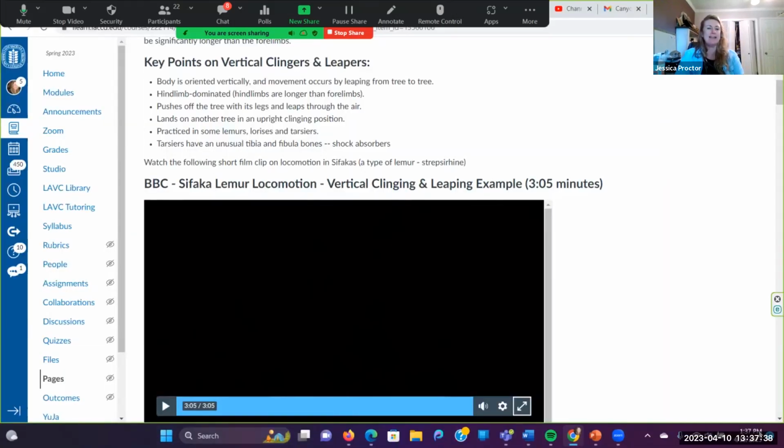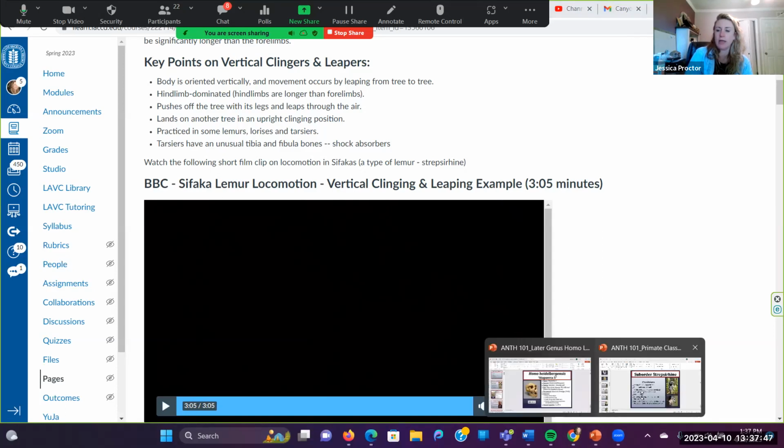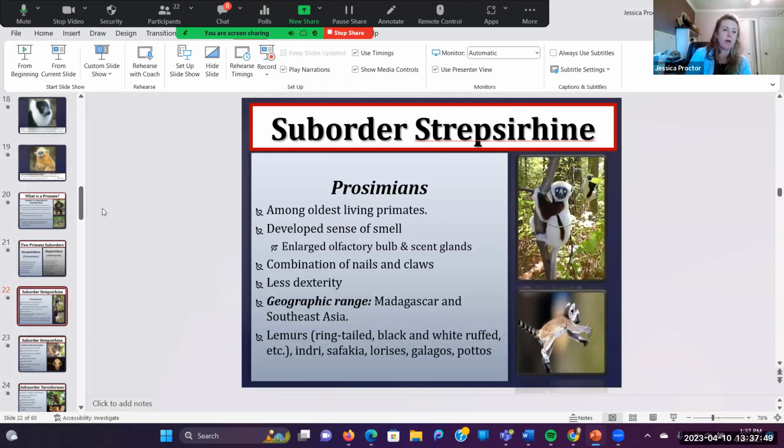All right, so we call that form of locomotion vertical clinging and leaping. So we saw Shifakas in that particular video. All right, let's move on to any questions about Strepsirrhines before we move on to the next type of primate.